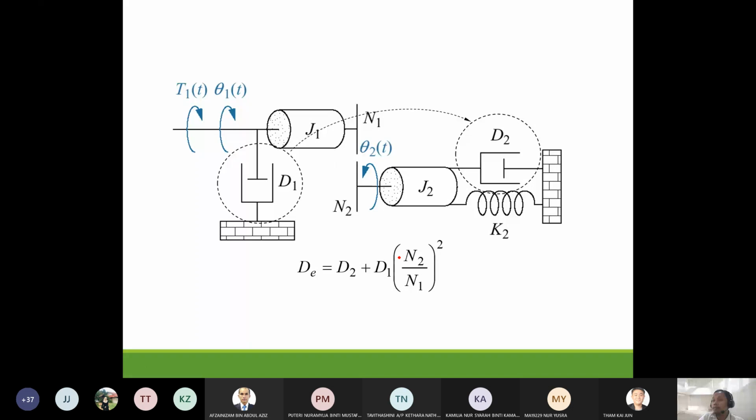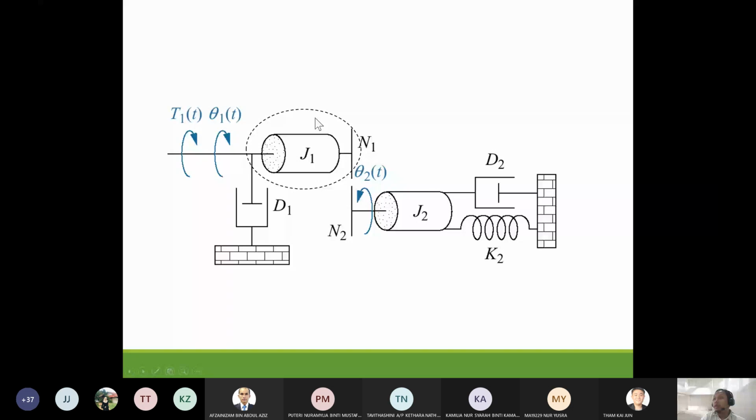So here we just add D2 and also the impedance transfer from D1. So we have D2 plus D1 times N destination, which is N2, divided by N1 or N source, which is N1 squared. Okay, so we use N2 because N2 is the destination.